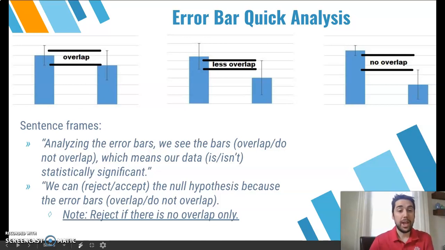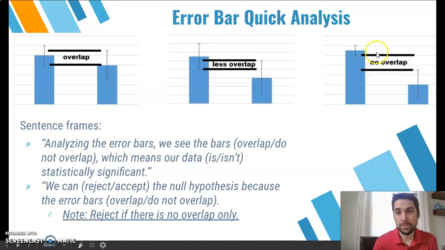Because we have to reject it if there's no overlap, okay? When there's no overlap, that means something happened by more than chance. That's really what it comes down to, okay? So use these accept, overlap, do not overlap sentence frames to help you think about what's going on.